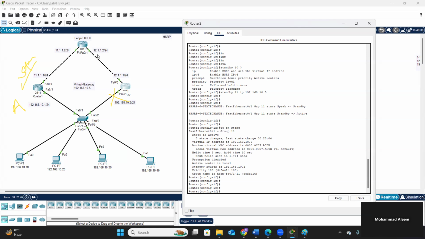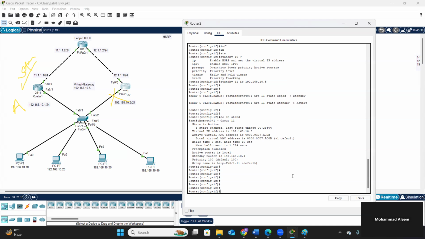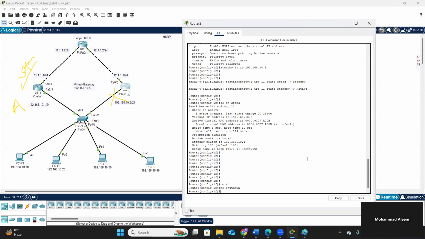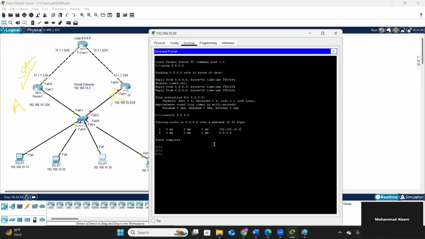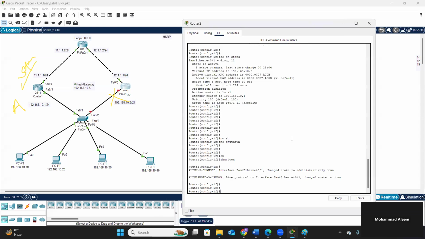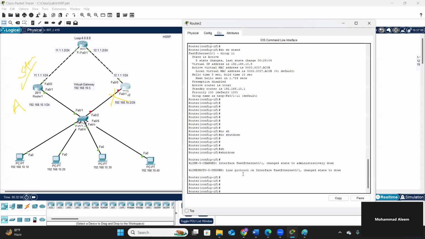If an interviewer asks you what the main difference between HSRP and VRRP is: preemption is disabled in HSRP by default, and enabled by default in VRRP. So if you are not enabling preemption, this router won't come back as the active router. If you want, you can check. I'll just use the shutdown command. I have shut down this interface. Before that, you can check here. Do show standby.